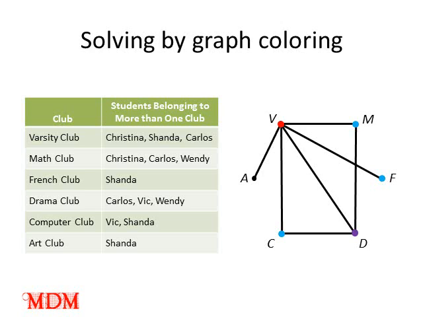Notice I also could color F the same color, because M is not connected to F, C is not connected to F. And I could even color A the same color, or I could color A purple. It doesn't make any difference.